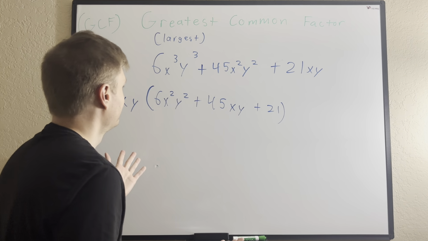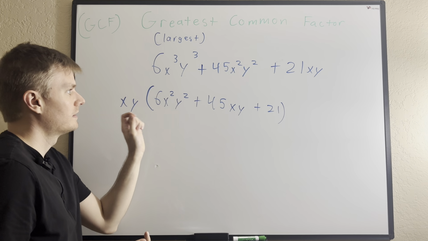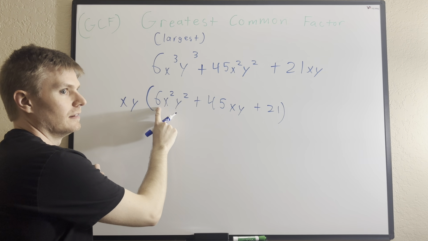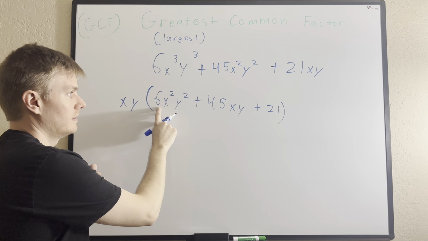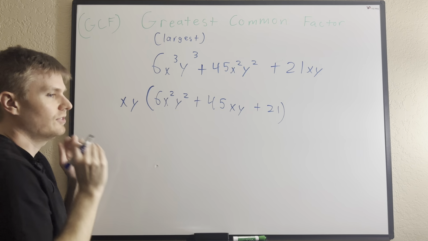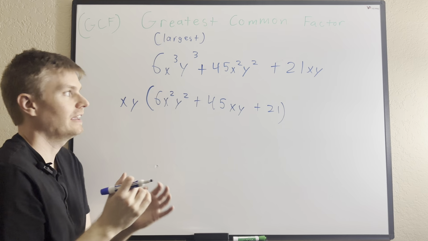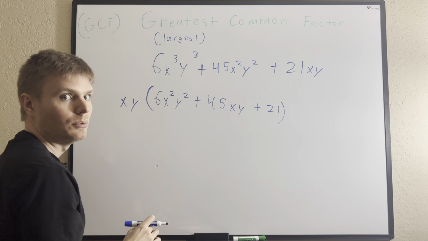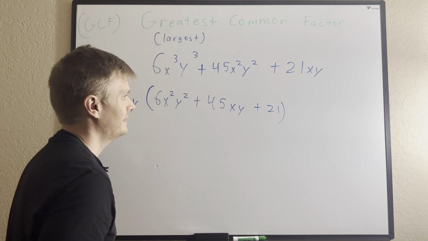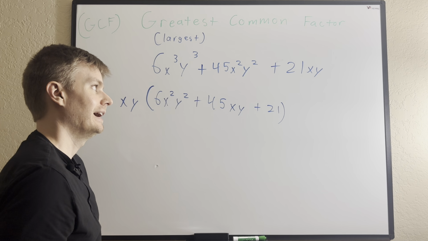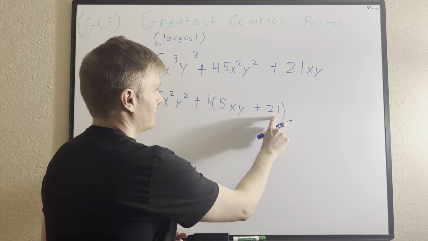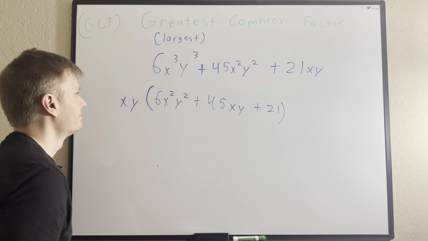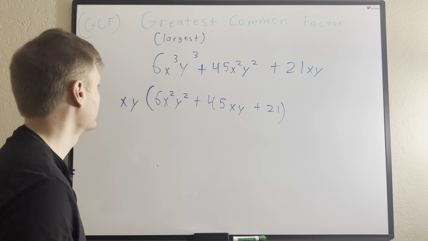Well, 6, I always go for the smallest coefficient first. Whatever the smallest number is, always go there and say, can I divide them all by 6? Can you just completely get rid of that? Because 6 divided by 6 would be 1. That would be nice, right? 45 divided by 6, I don't think that comes out evenly. And definitely 6 does not go into 21. Darn. That would have been the easiest way.